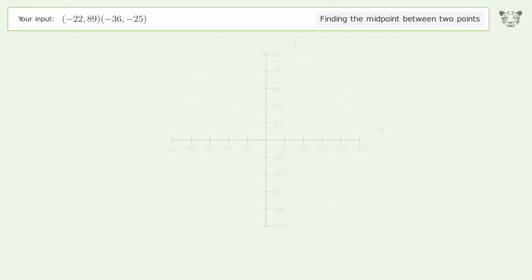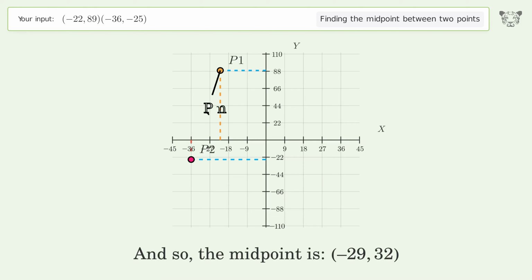And so, the midpoint is negative 29, 32.